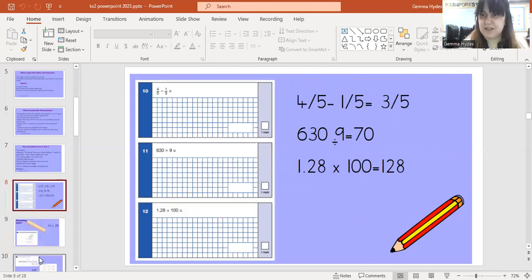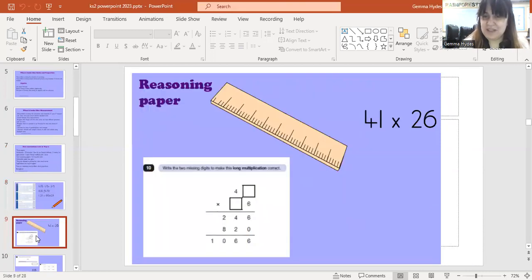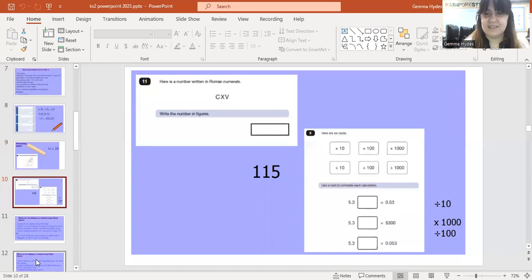So there's a nice big box to show your working because we want those extra points if possible, but it's very much number based. For the reasoning paper, they have to do a bit more thinking. So a little bit more problem solving, trying things out, lots and lots of jottings and showing your working. As you can see, it's still using their number knowledge, but they have to think about it a bit more.